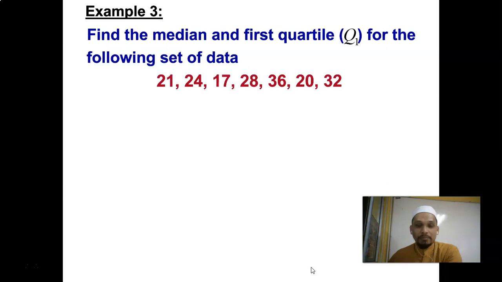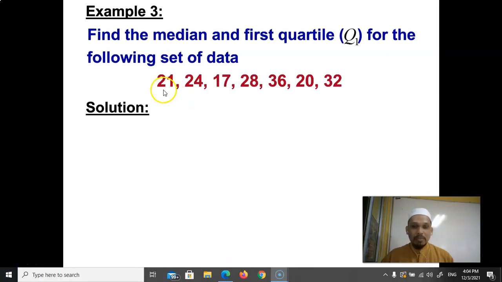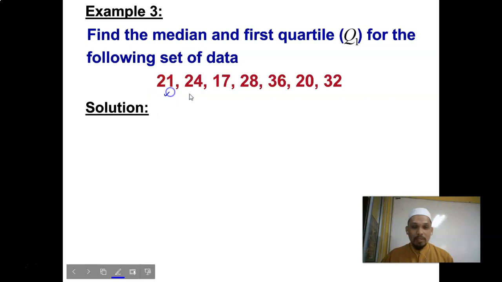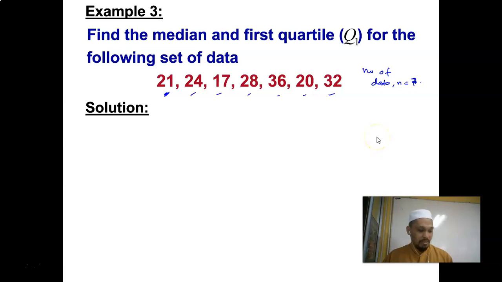Example 3. Okay, so let's count up the numbers of data here. 1, 1, 2, 3, 4, 5, 6, 7. So the number of data is n equal to 7. Okay, so now arrange in what we call ascending order.